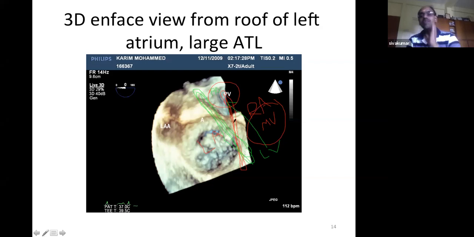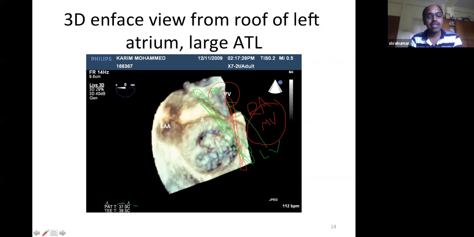So what is the difference here? There is a malalignment between the atrial septum, which is shown as the red line, and the ventricular septum, which is shown as the green line.